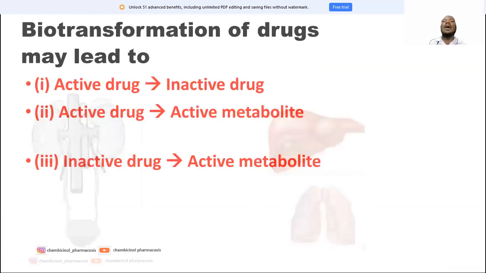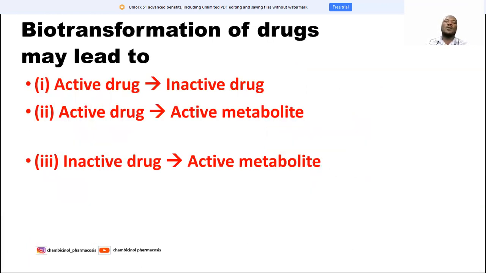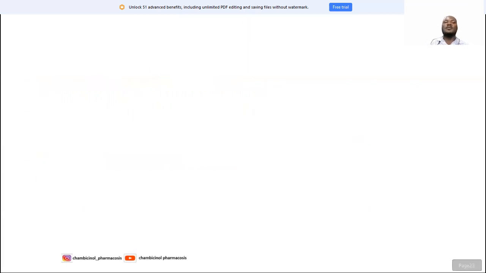So the following will occur once the biotransformation happens. The active drug may be converted into inactive, or the active drug may be converted into an active metabolite, or some drug which is inactive may convert into an active metabolite after metabolism. We're going to see all of this happening after the biotransformation. But the most important here is the inactive drug, which is considered a prodrug, which is converted into the active form after undergoing metabolism. So at least you have to understand a few examples in each process, whether the drug is converted into the active or into the inactive form.